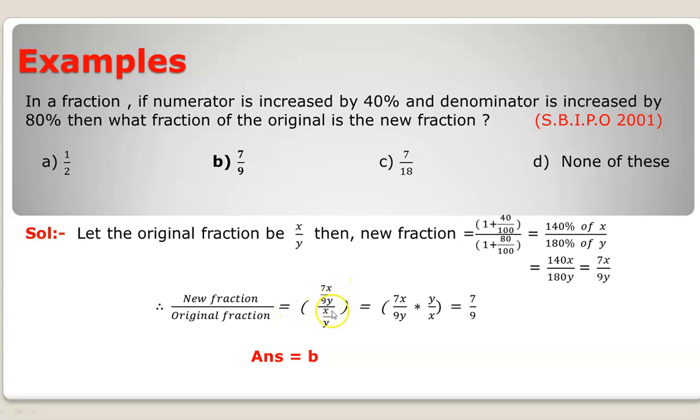7x upon 9y upon x upon y, which equals, in the next step, 7x upon 9y into y upon x. This is the reciprocal of x upon y, so y upon x. Cancel the x term as well as the y term, and the remaining term is 7 upon 9. So option B is the correct answer, which is 7 upon 9.